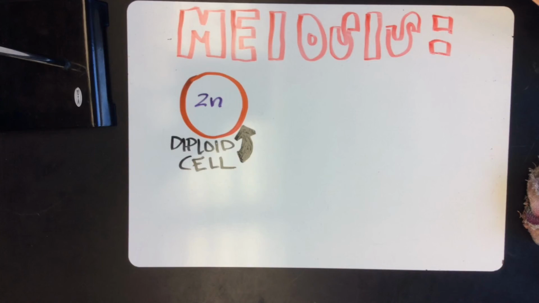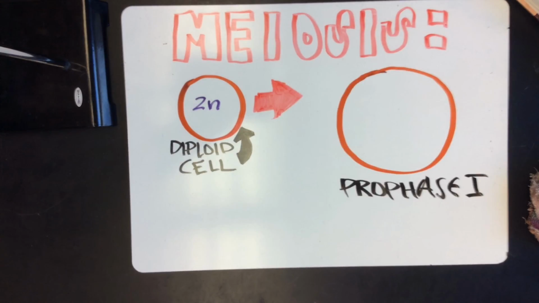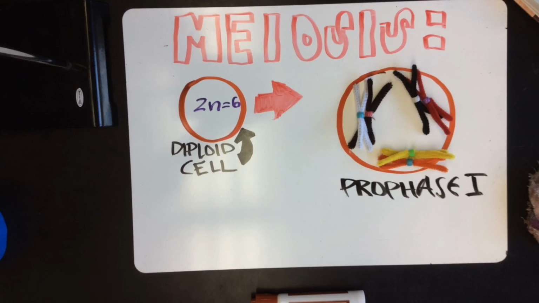A diploid cell is a cell with two sets of chromosomes, represented by 2n. In humans, 2n equals 46. The first stage of meiosis, which is how germ cells reproduce to form gametes, is prophase 1.